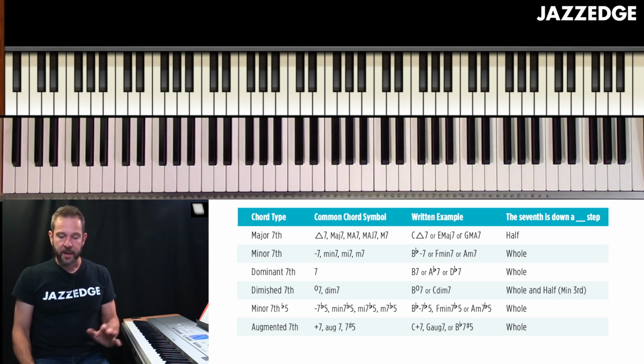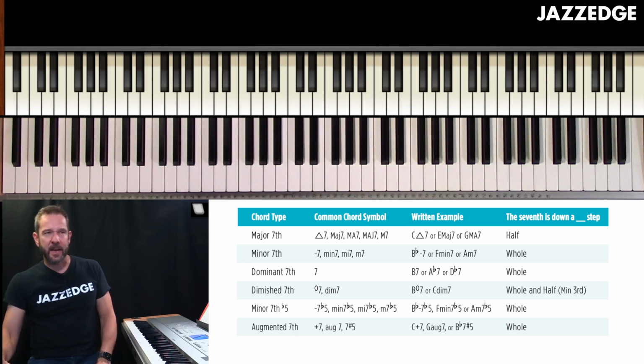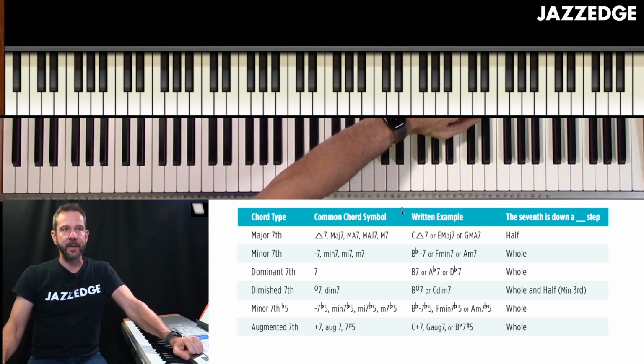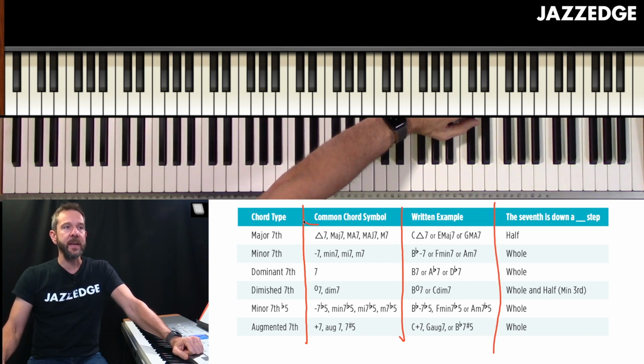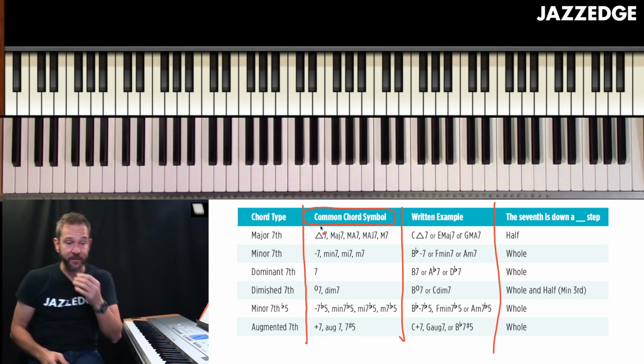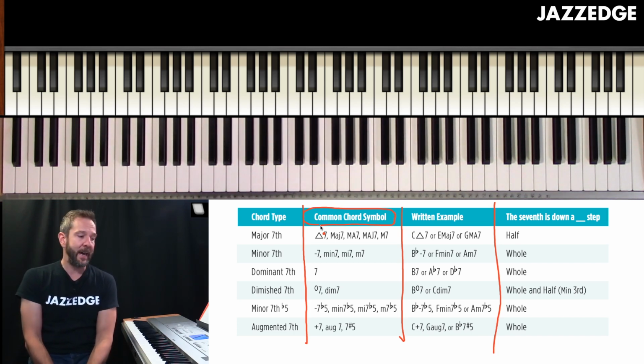All right, so in this chart, there's a lot to unpack here. So let me again break this up into some columns to make it a little bit easier for you to see. All right, so the first thing is, what is the common chord symbol? Now, there's something to understand about chord symbols that's really kind of interesting, but also frustrating.